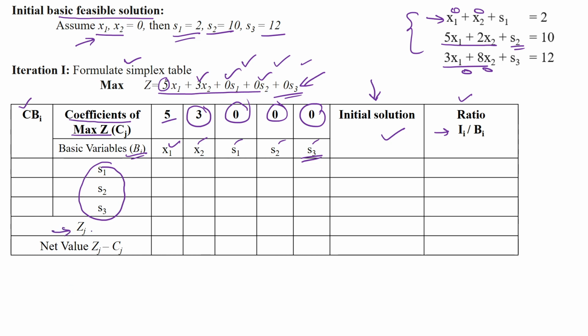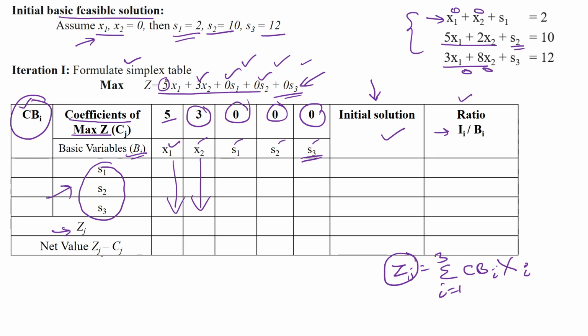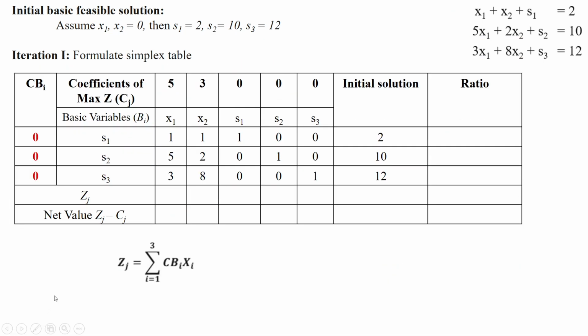Then zj is calculated using this formula: zj equals the summation of i equal to 1 to the number of variables in the rows. Here three variables are available, then the values of the respective cbi times xi, as per this problem statement, are in these columns. Then zj is calculated, and cj is available here, so based upon that we can calculate the net value of zj minus cj. So now we will see that first we are filling the values in the table, right?